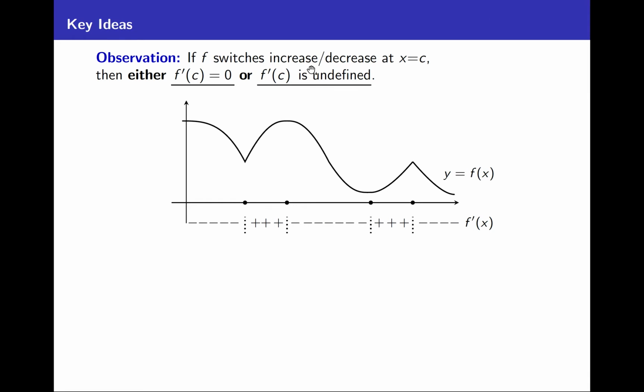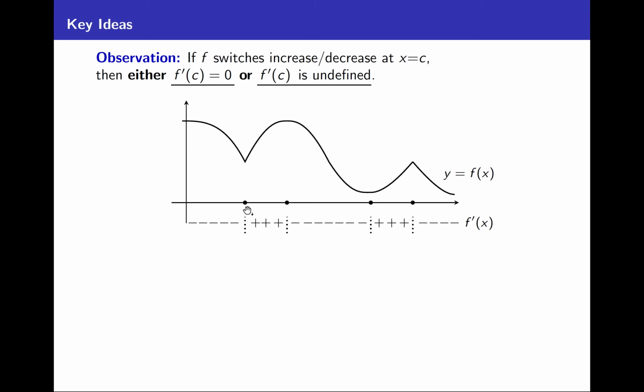If f switches increase-decrease at a number x equals c, then either f prime of c is equal to 0 or f prime of c is undefined. If you think about it, if you're right at the point at which you're changing from increase to decrease, or decrease to increase, like here or here, the derivative can't be positive and it can't be negative because you're not increasing and you're not decreasing. So what could it be? If it's neither positive nor negative, then it's 0, or what's the other choice? If it's neither 0 nor positive nor negative, it's just not defined.